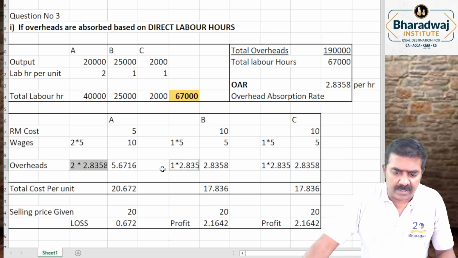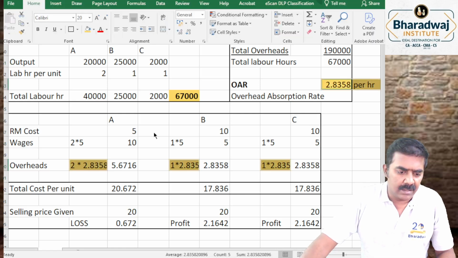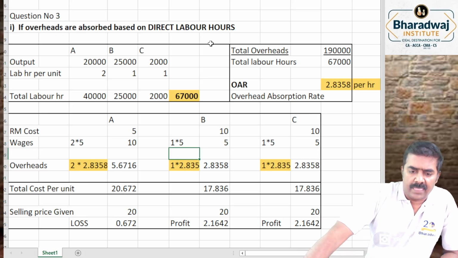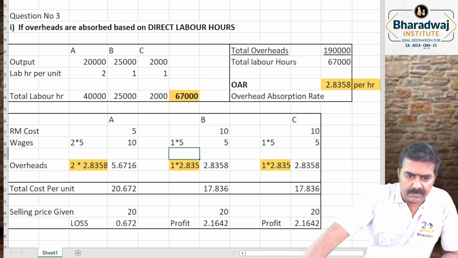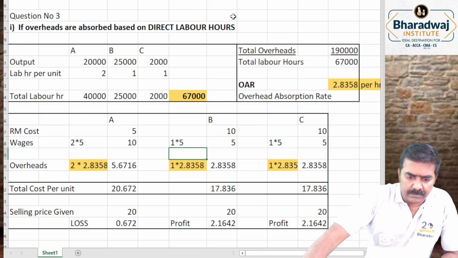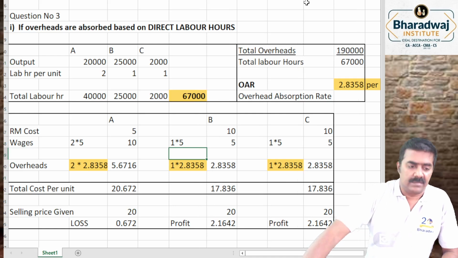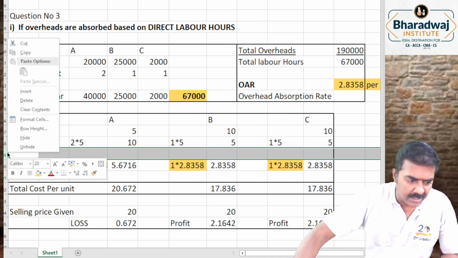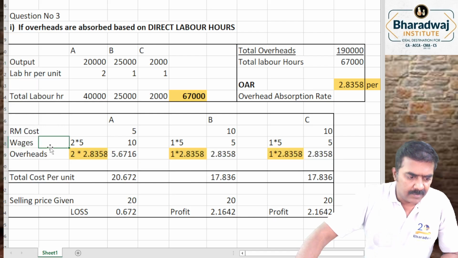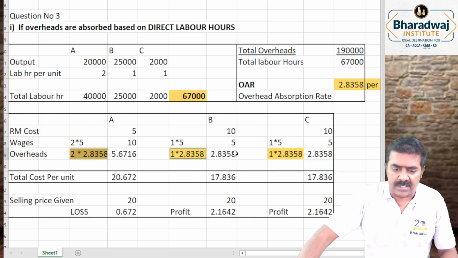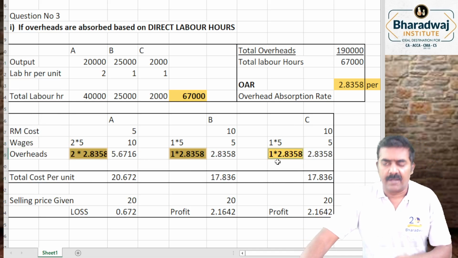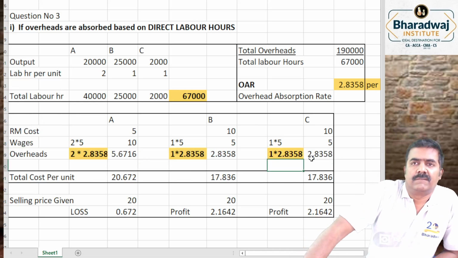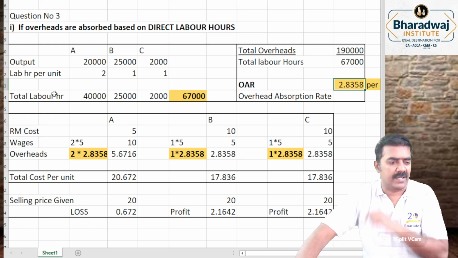How do we charge overheads? Based on what? Rate per hour. Please remember, this is which method? ABC method or traditional method? Why is it called the traditional method? Overheads are charged using a single base. What is a single base? Rate per hour.